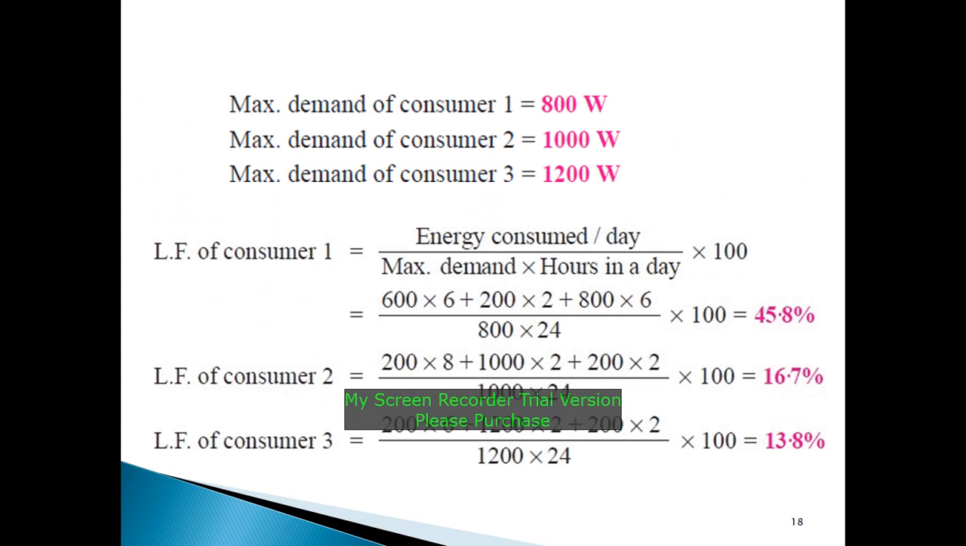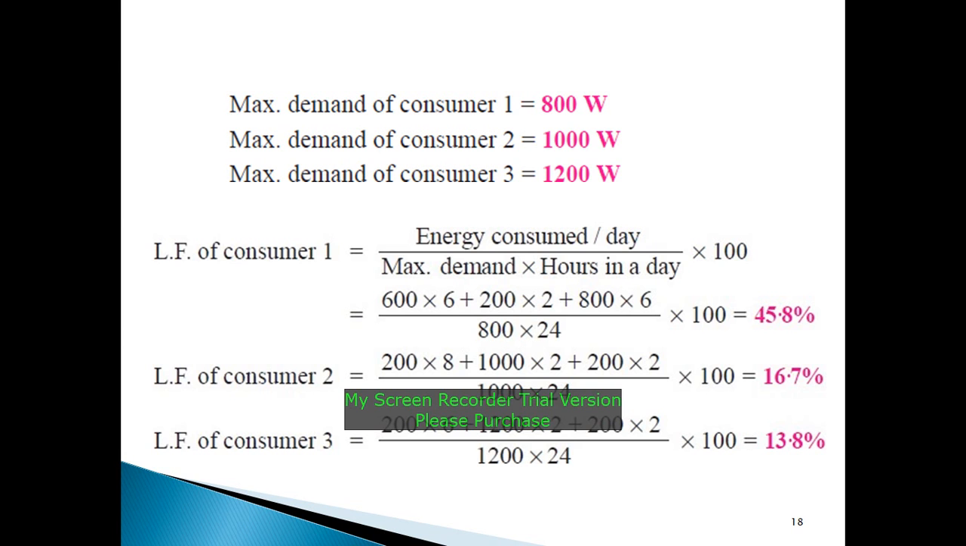So we can calculate the load factor for consumer 1. Load factor is average load by maximum demand, so energy consumed per day divided by maximum demand into hours in a day. From the details given in the problem, we can calculate the energy consumed per day. For 6 hours they have consumed 600, for 2 hours 200, and for 6 hours 800. The total divided by the maximum demand of consumer 1, which is 800, into the number of hours in a day, 24, gives a 45.8% load factor.